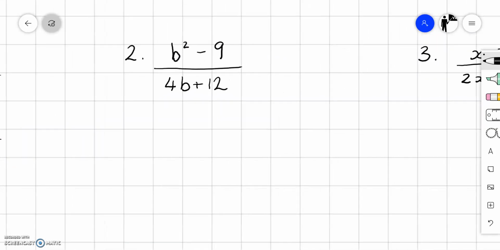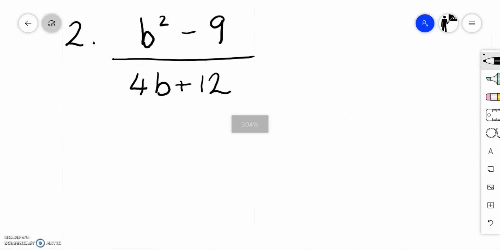Example 2. We want to simplify this. In order to simplify an algebraic fraction, we must factorise first. So if we have a look at our numerator, b squared minus 9, step 1, is there a common factor? Well, there's no numbers or letters in common. Step 2, do I have a difference of squares?